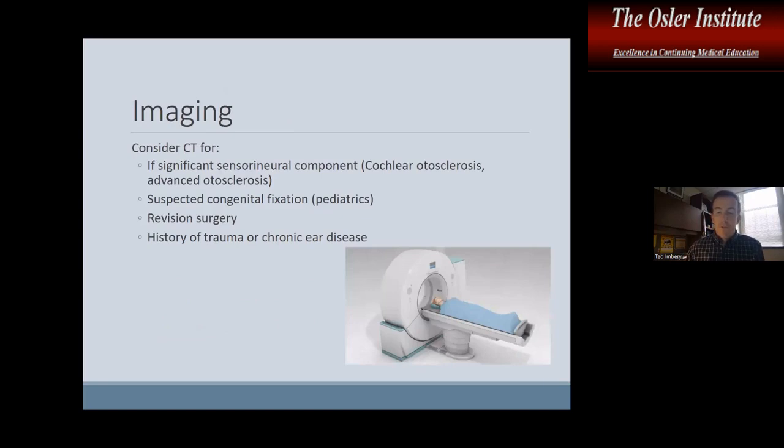So what is the role of imaging for otosclerosis? It's somewhat controversial. There are some surgeons that will routinely image every patient that has presumed otosclerosis. Others only get it in certain situations. I would say these are some situations that you would want to consider imaging for. If there is a significant sensorineural component, so if the bone line is quite diminished, that may suggest cochlear otosclerosis or advanced otosclerosis. So it may help in terms of your surgical planning.